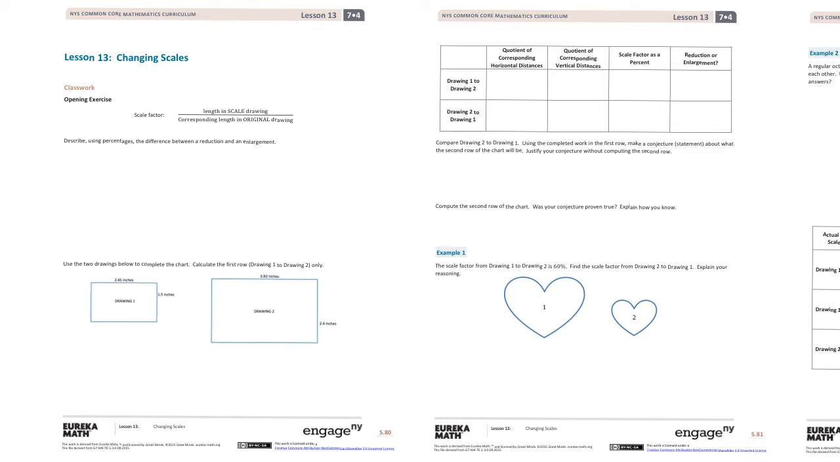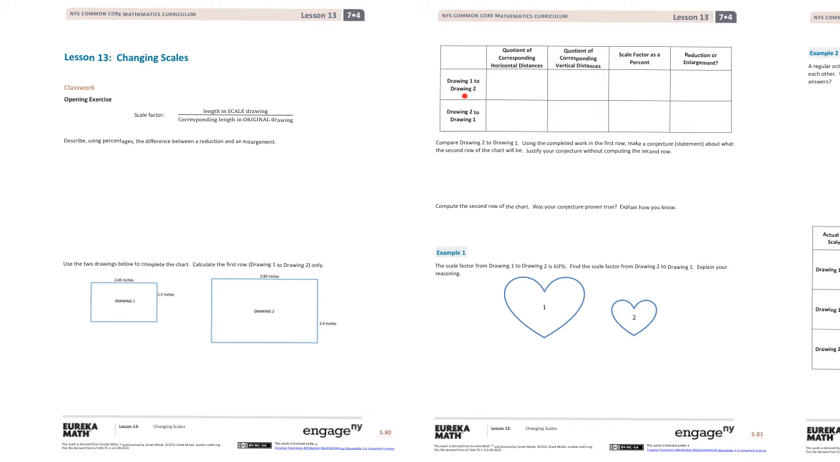To change scales, we need to use a scale factor. Let's review what a scale factor is. A scale factor is the number that we multiply to tell us whether there is an enlargement or a reduction of the picture. To do that, we take the length in a scale drawing and divide it by the corresponding length in the original drawing, okay? So when we look down here, it says use the two drawings below to complete the chart. And the chart we're going to be filling out is over here.